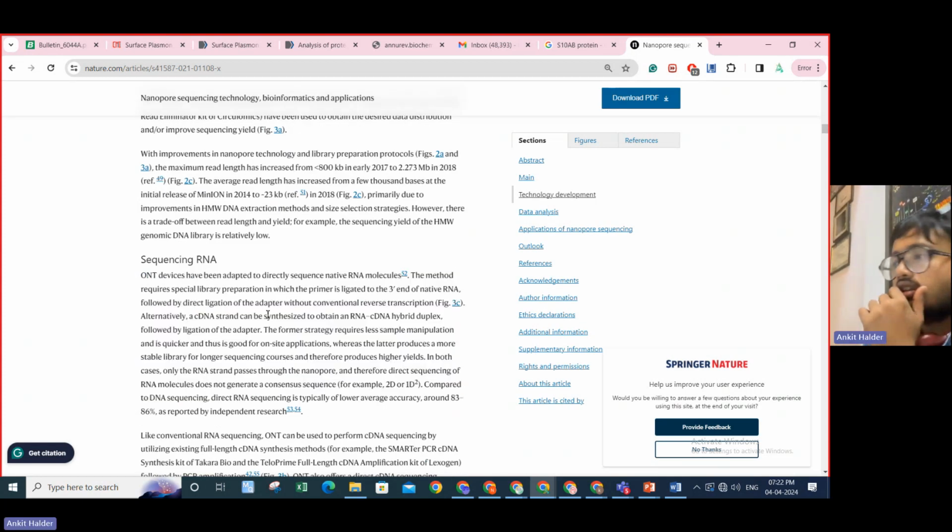native RNA molecules. The method requires a special library. Primer is ligated. A cDNA strand can be synthesized to obtain an RNA-cDNA hybrid duplex, followed by ligation of the adapter. This is quicker, and good for on-site applications. The latter produces a more stable library for longer sequencing courses and therefore produces higher yields.